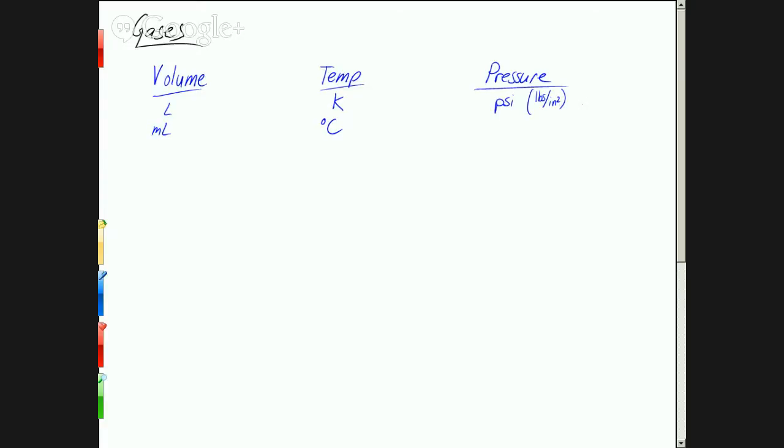And so pressure is a measurement of a force over a particular area. Pounds are a force because it's the force that a mass exerts on the earth due to gravity. So however many pounds I am, that's the force that I'm exerting on the earth.